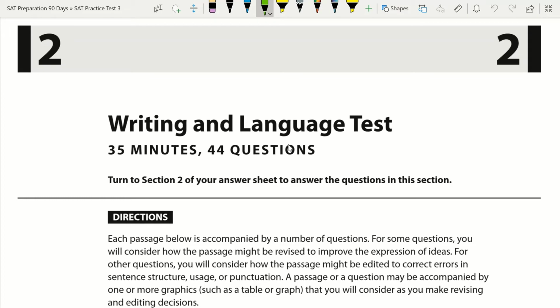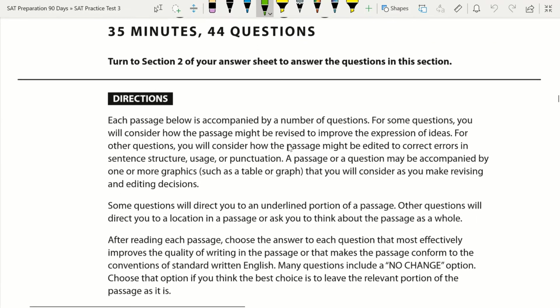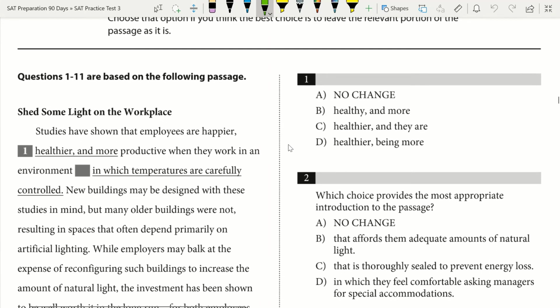All right, so here's going to be me pacing through the writing and language section of the SAT in about 25 minutes, to give you an idea of how you can finish with around 10 minutes left to check your work.